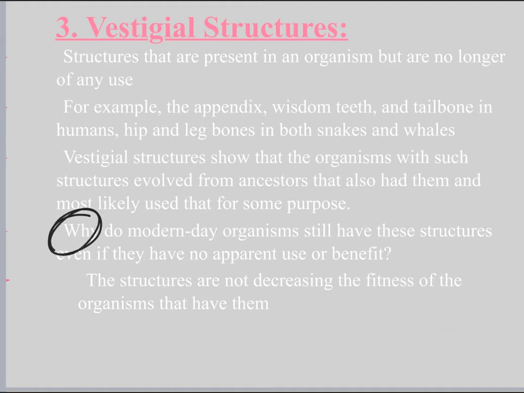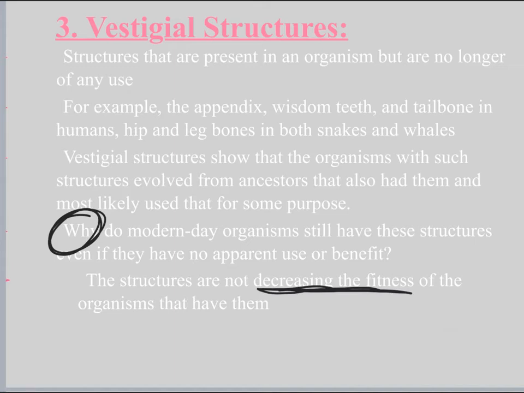So why do humans still have an appendix? Why do these blind fish still have eyes? Why do snakes and whales still have pelvic bones? Because the structures are not decreasing the fitness. They're not causing any harm, okay? So if they're not causing any harm, that means that there's no evolutionary advantage to not having it.